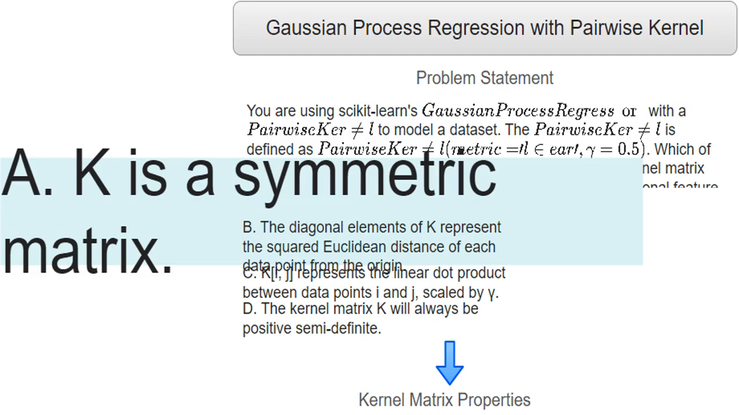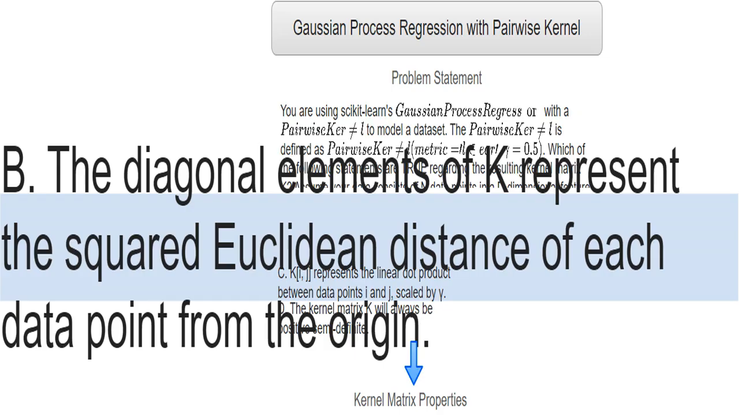This statement asks whether the kernel matrix K is symmetric. A symmetric matrix is one where the value at position i, j is the same as the value at position j, i. This statement claims that the diagonal elements K_ii represent the squared Euclidean distance of each data point from the origin. I'll need to investigate if that's true given the linear metric and gamma value.